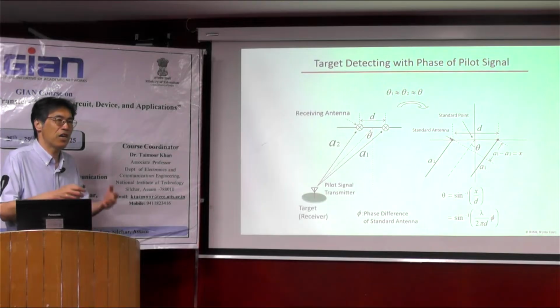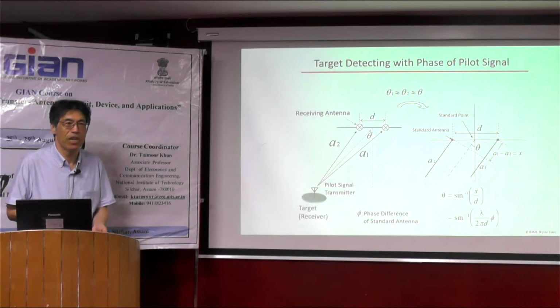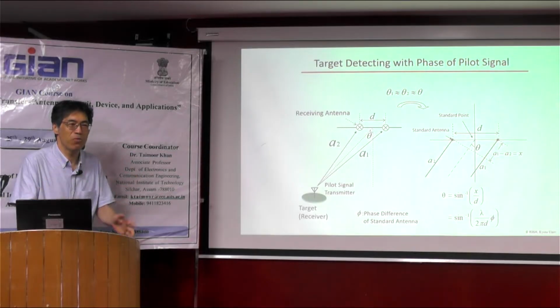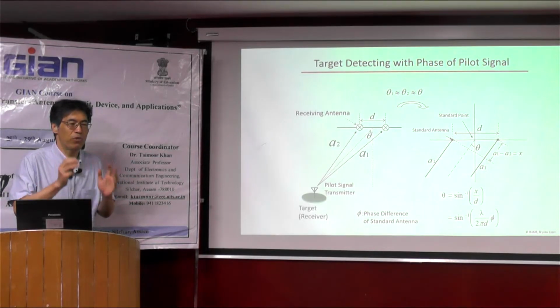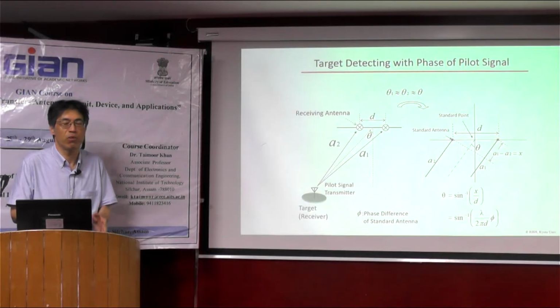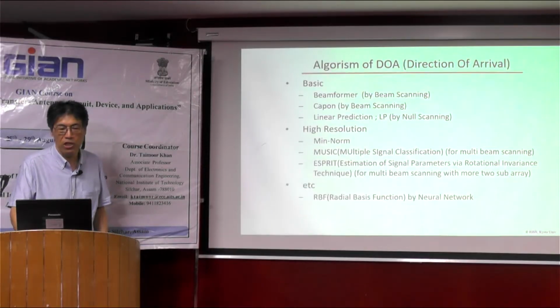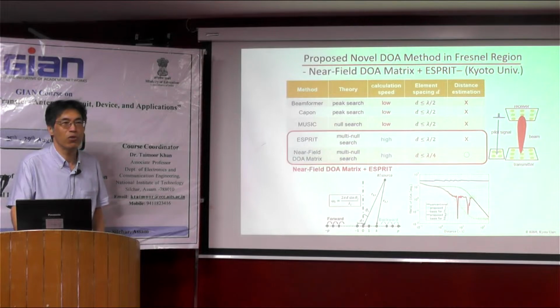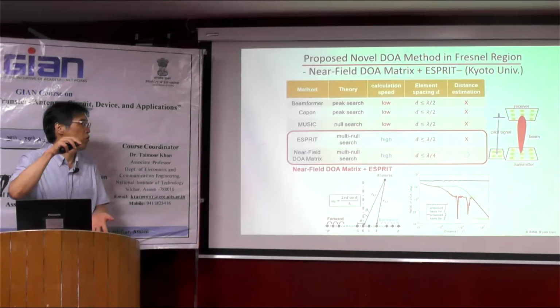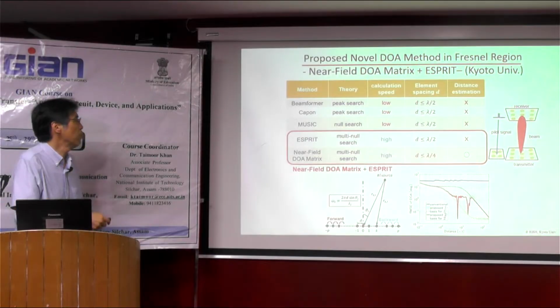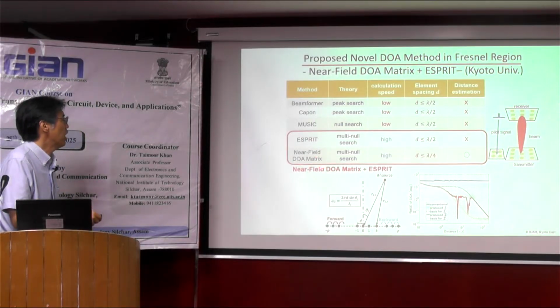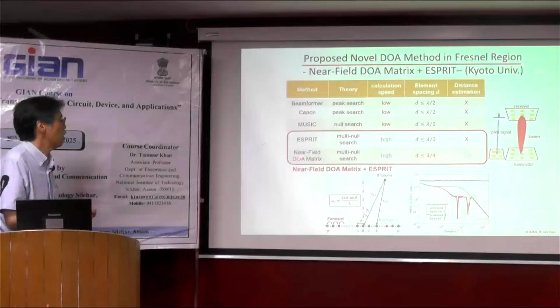But as I explained in the morning, we would like to put the receiver in radiative near field, and it means we cannot assume the plane wave in this case to increase the beam efficiency. So in this case, we need to estimate the distance between the transmitter and the receiver. So we had the other algorithm named the near field DOA matrix.